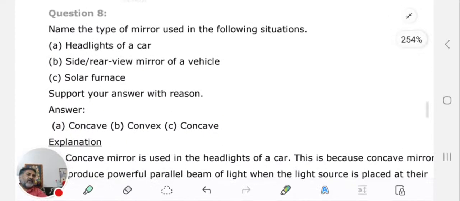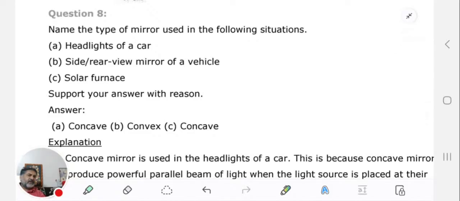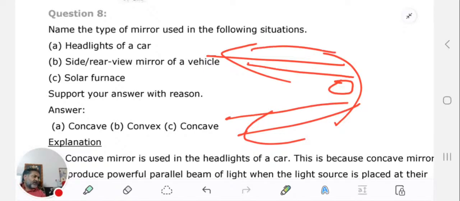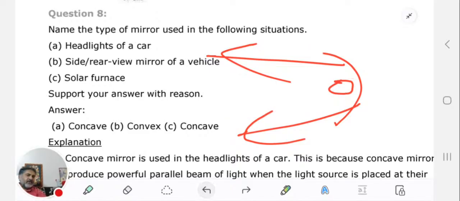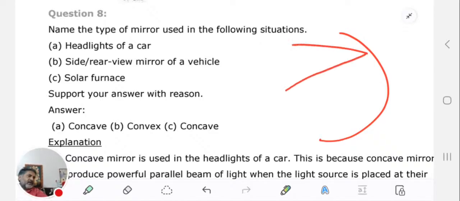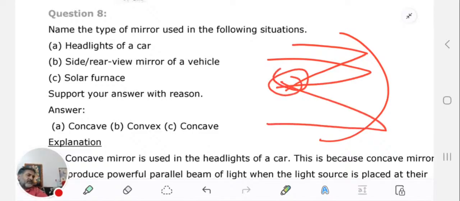ક્વેશ્ચન નંબર 8. Name the type of mirror used in following situations: headlight of car, side rear view mirror of vehicle and solar furnace. તો પહેલો આન્સર છે કોન્કેવ હેડલાઇટમાં. કેમ કે હેડલાઇટમાં શું થાય, આ રીતે અહીં લાઇટ હોય તો આમ પ્રકાશ આમ ફેંકે. એટલે આપણને વધારે ડાયવર્જ મળે ને, આખું દેખાય એરિયા આપણને. એટલે કોન્કેવ લેવો પડશે. સાઇડ વ્યૂ મિરરમાં કોન્વેક્સ આવો એટલે પાછળની વસ્તુ દેખાય, એટલે નાની દેખાય, નજીક દેખાય. અને સોલર ફર્નેસમાં કોન્કેવ, એટલે કોઈ વસ્તુ ગરમ કરવી છે તો આ રીતે મિરર કોન્કેવ, તો આ અહીંયા આવશે, એટલે અહીં વસ્તુ ગરમ થશે ને.